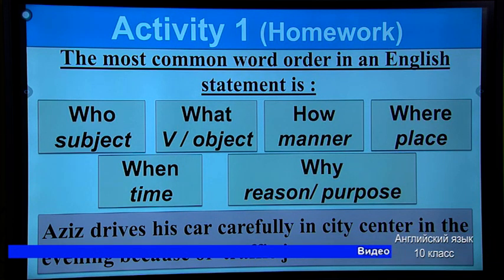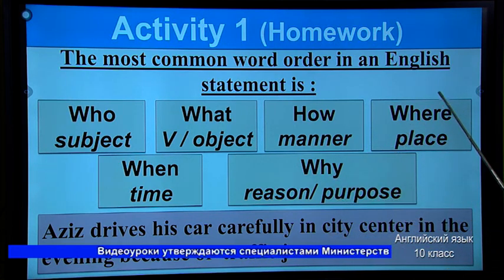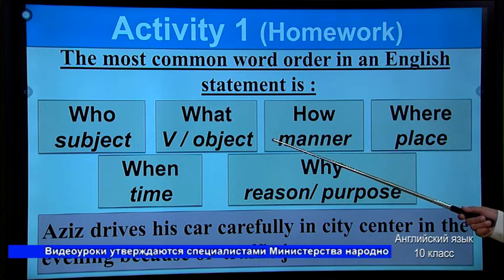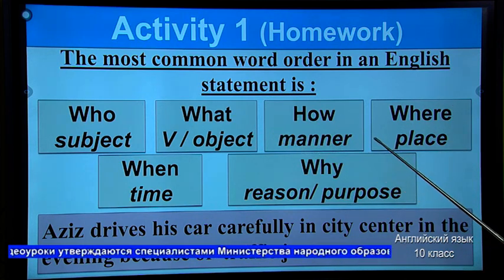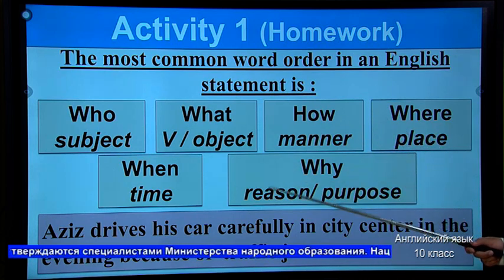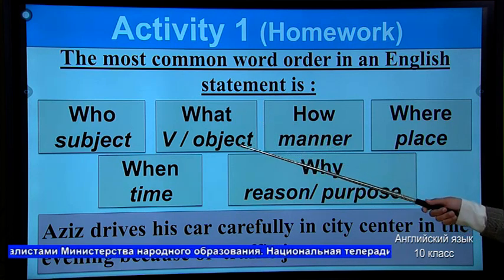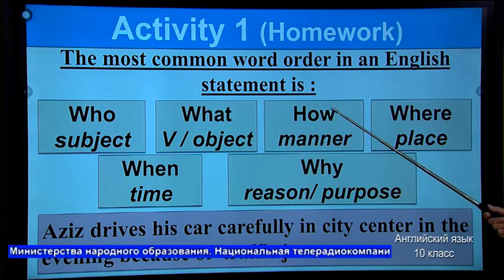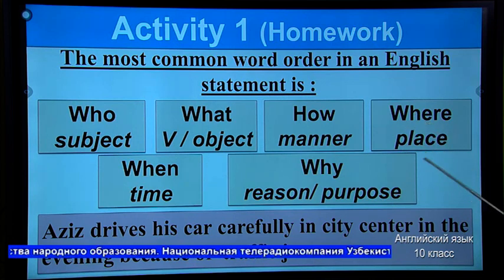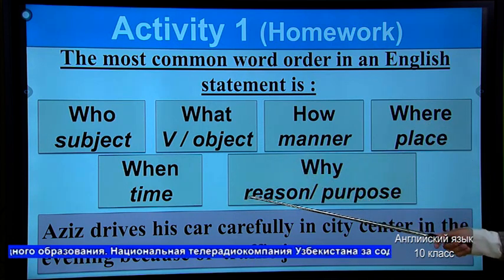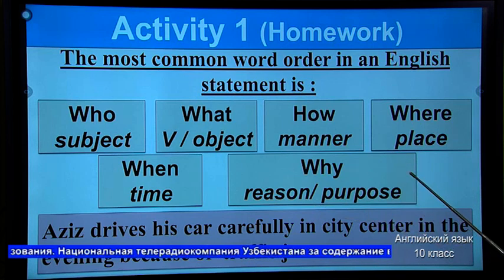In this activity, you had to put the words in order and make up sentences. Let's revise the sentence structure in English. This is the most common word order in an English statement. Who, what, how, where, when, why. Who, subject; what, verb or object; how, manner; where, place; when, time; why, reason or purpose.